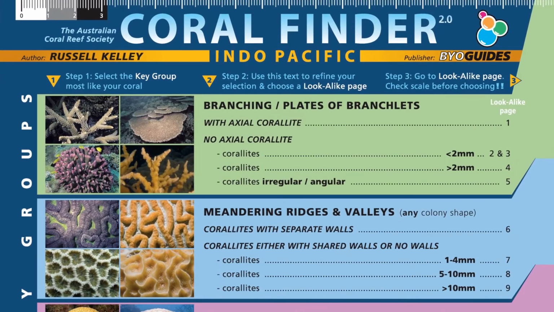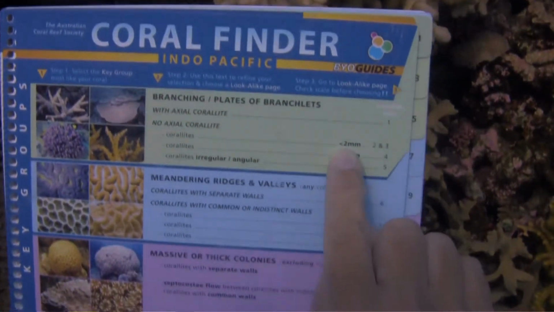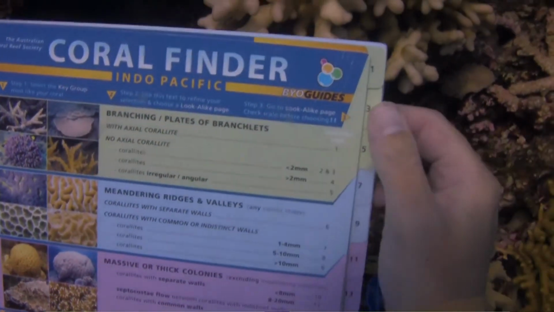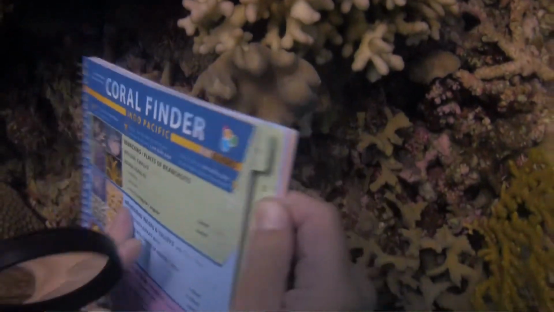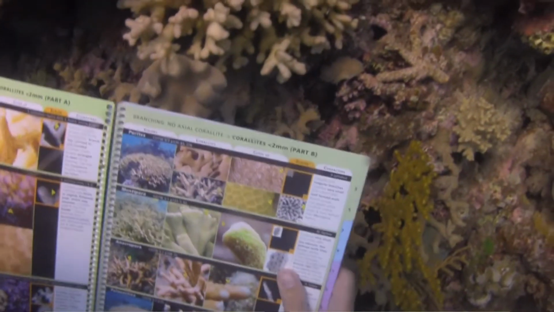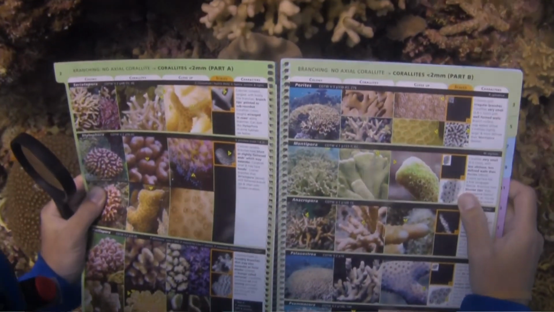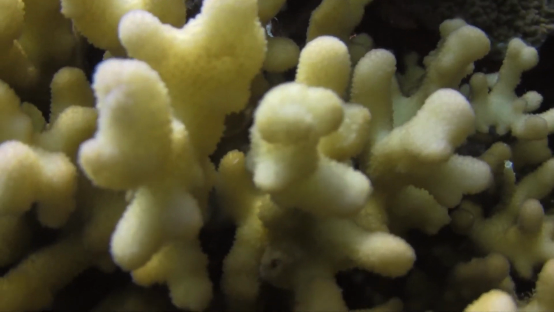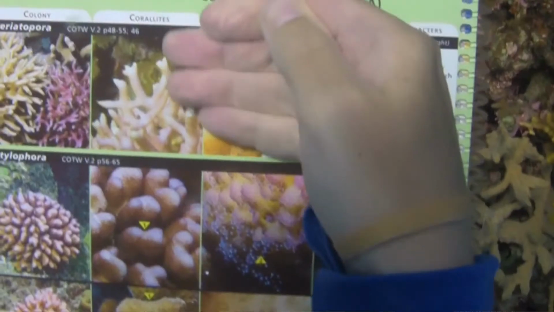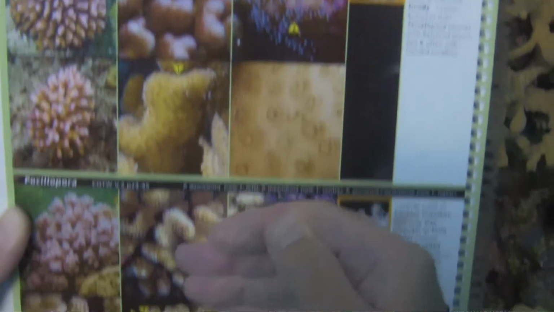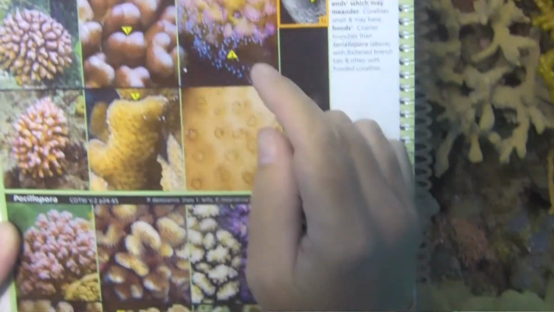So, using the Coral Finder's logic, we go no axial corallite, corallites less than 2 millimeters, Lookalike pages 2 and 3. Now scan the pages. Page 2 looks like it has some good candidates.